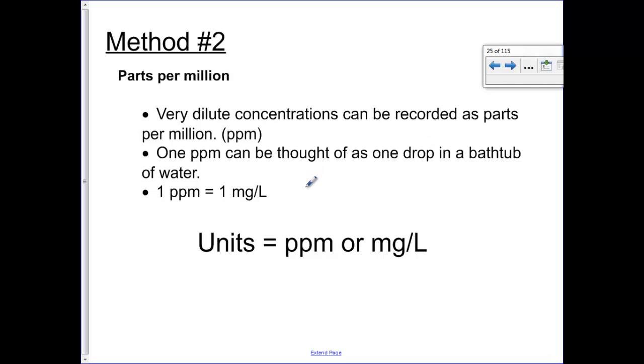So here's something you might want to write down on your data sheet somewhere. A part per million is equal to a milligram per liter. A milligram per liter is a part per million. Write this down somewhere so that you have it nearby. Milligrams per liter.